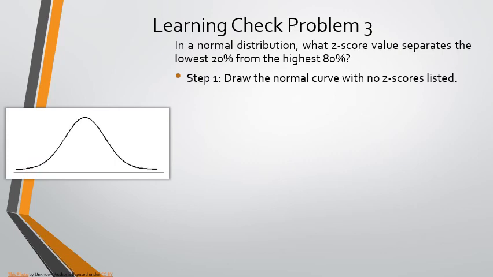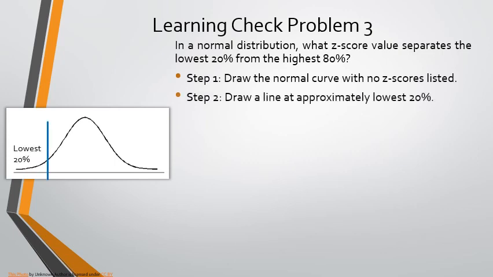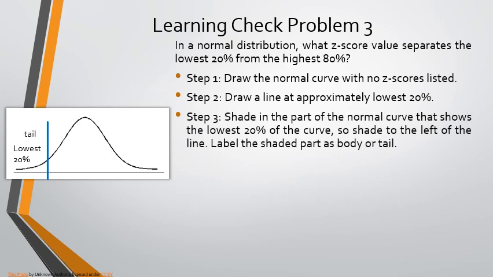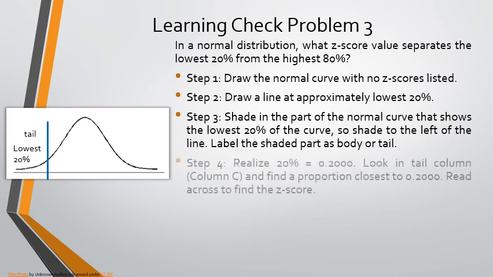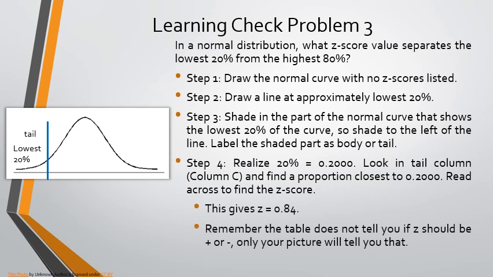So draw a normal curve, draw a line at approximately the lowest 20%. Remember, start on the left side of the graph because it's the lowest side and come up to about 20%. Okay, shade that part in and tell me if it's a body or a tail. In this case, you should have found a tail on the left side. So then change 20% into a decimal and look in the tail column to find the proportion closest to 0.2000 and read across to find the z-score. I found a z-score of 0.84.